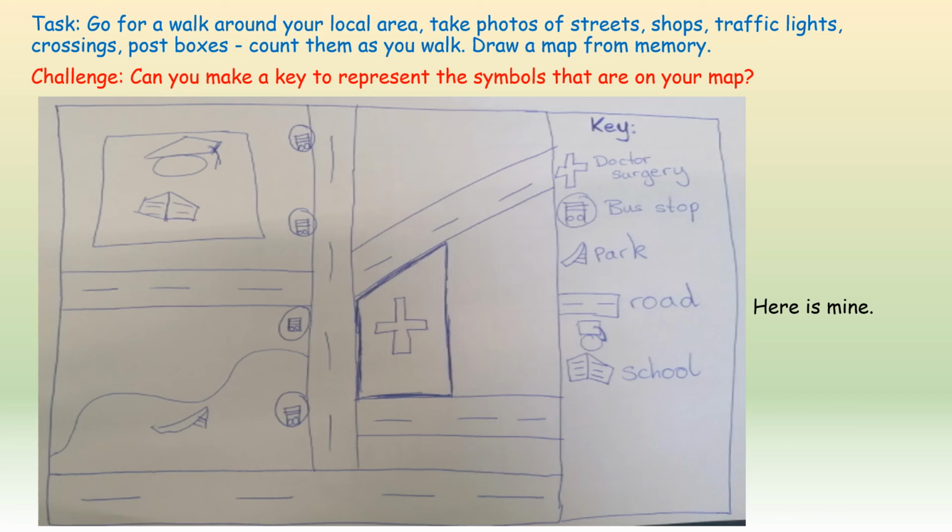So your map can look very similar to mine, but it has to be of your local area. The main things you need to do is think about all the things that you've seen in your local area, count all the different things that you see, count the traffic lights, the post boxes, so you know how many to draw on your map. Off you go.